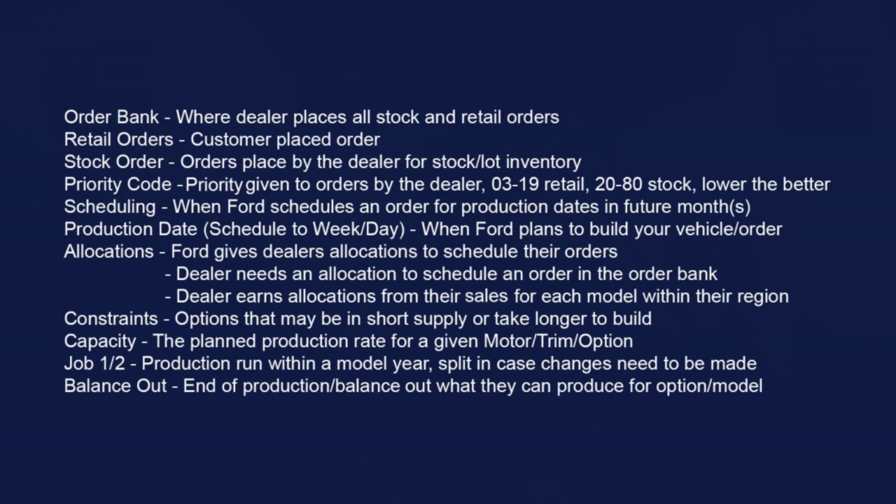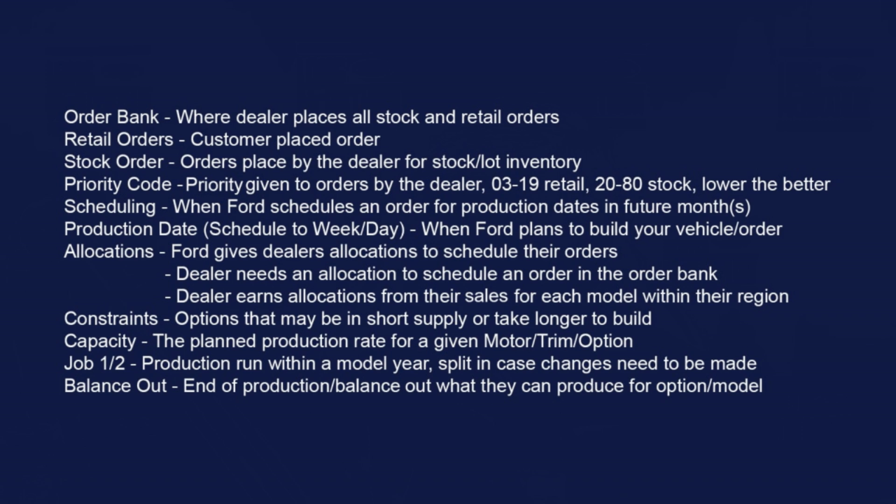All right. So to start off with, the order bank. What we're talking about is scheduling for your orders. Those orders are placed in the order bank. That is where the dealers are placing their stock and retail orders. Those orders can be either a retail order or a stock order. I didn't put in here fleet, but technically fleet orders are put into WebDo's system as well. Customer orders are retail orders, and stock orders are for dealer or stock inventory.